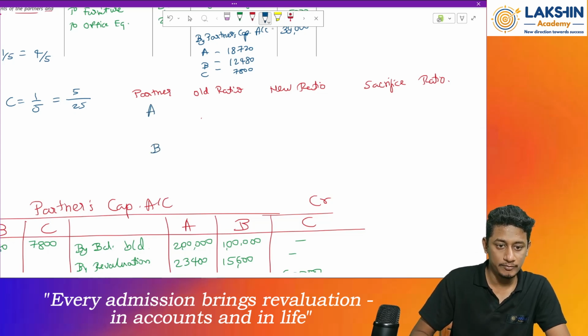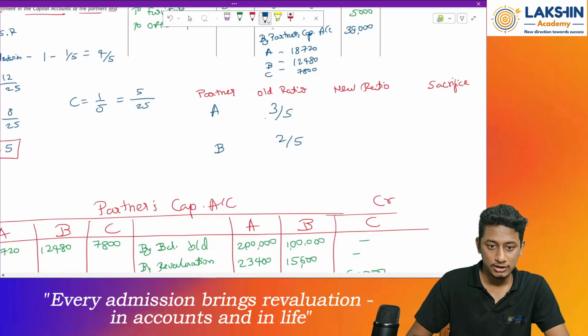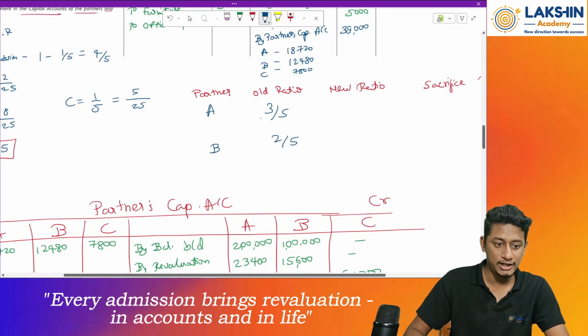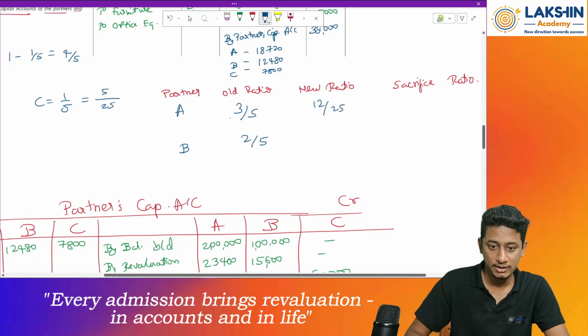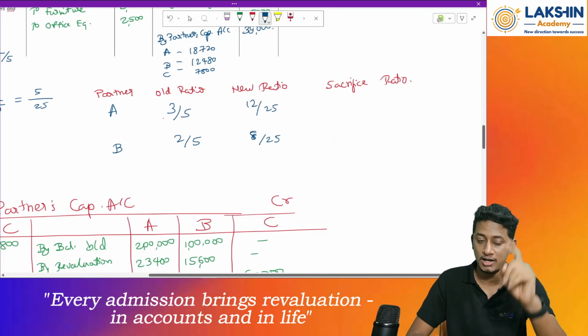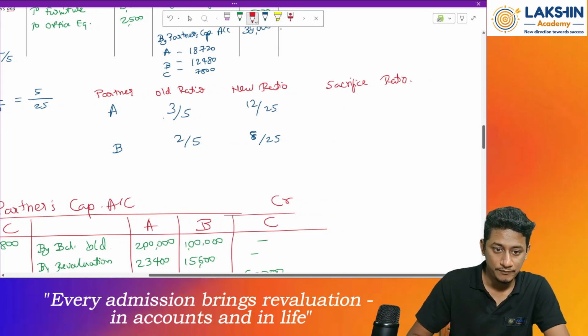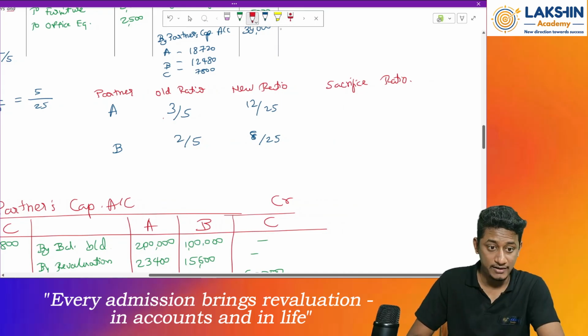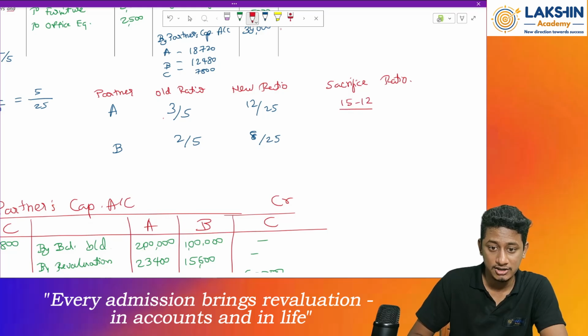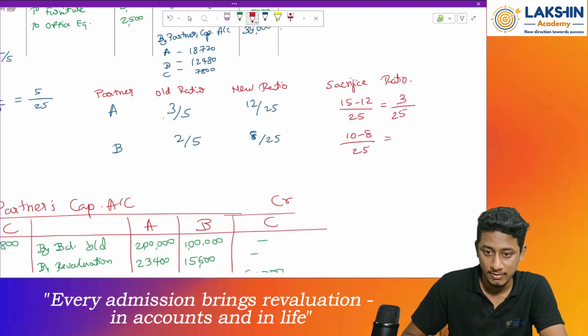What are the partners' names? A, B. What are the old ratios? 3:2, I guess. Right? Have a look at the question. New ratio was 12:8, so 12 by 25, 8 by 25. What is the formula? Old ratio minus new ratio. Remember, the sacrifice ratio formula. Okay, so do it. So that will be 15 minus 12 by 25. And over here, it will be 10 minus 8 by 25. So 3 by 25 and 2 by 25.